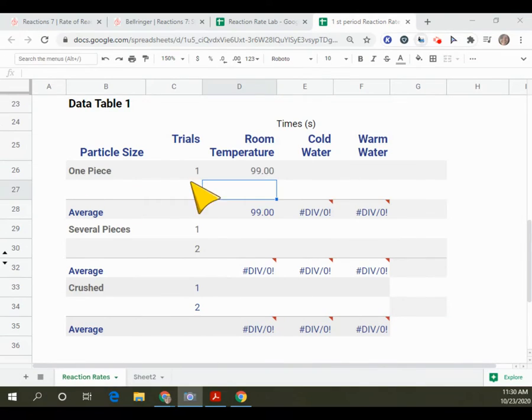So let's go back to our data table. Now, remember we had 1 minute is 60 seconds. So we got to go 60 plus 25 seconds, 85. So our average is 92 seconds for the room temperature water for just the piece of it. All right. So let's go ahead and get rid of that.